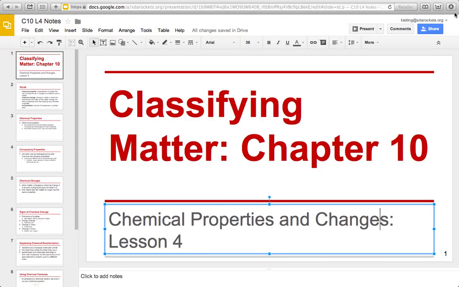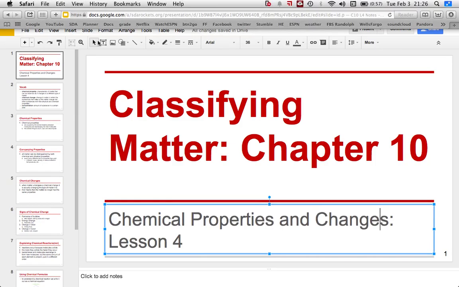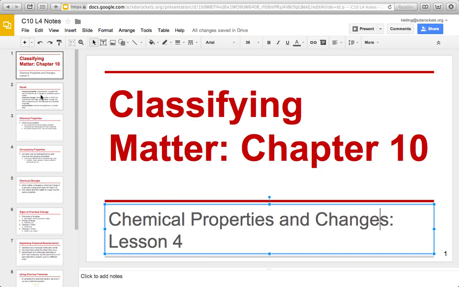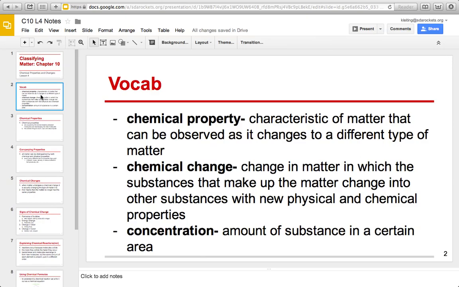Alright, so we're going to be studying lesson 4, which is over chemical properties and changes. This will be kind of the counterpoint to the physical properties and changes that we were talking about earlier in this chapter. So the vocab, we have chemical property is a characteristic of matter that can be observed as it changes to a different type of matter. And we will get into more of what these are going to be when we get further into the lesson.